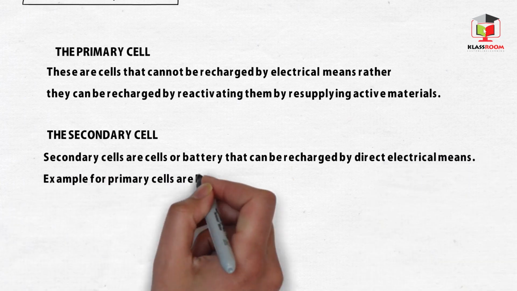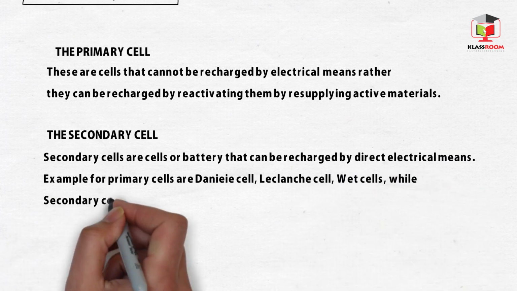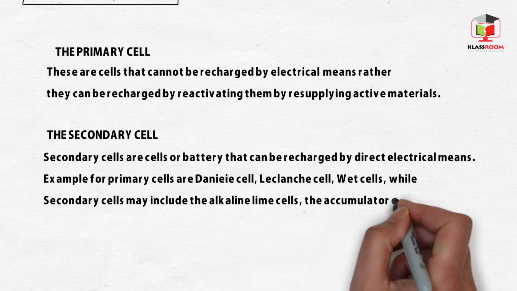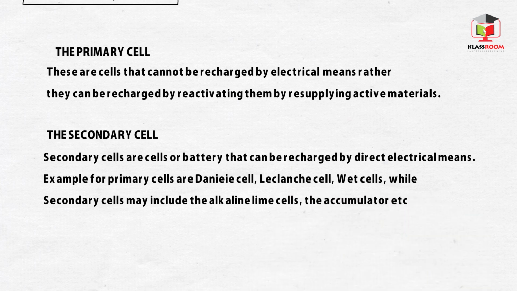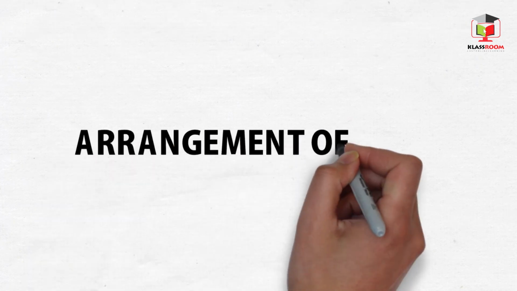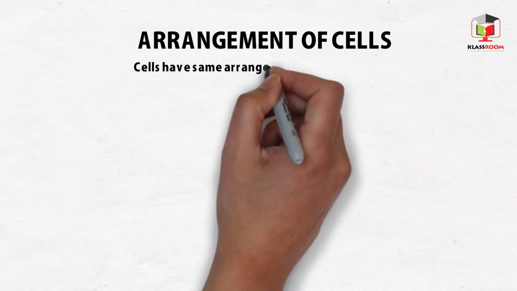Examples of primary cells are Daniell cell, Leclanché cell, Weston cells, while secondary cells may include the alkaline Nife cells, the accumulator, etc. Arrangement of cells. Cells have the same arrangement with resistors.